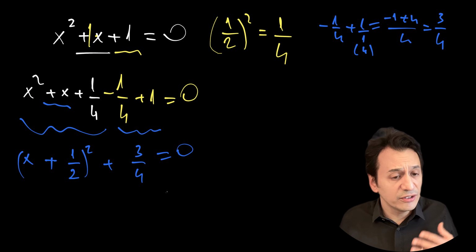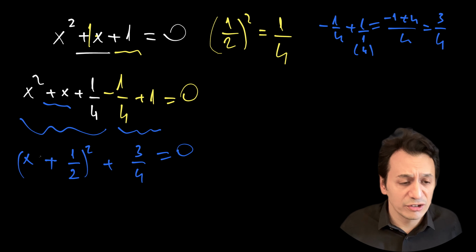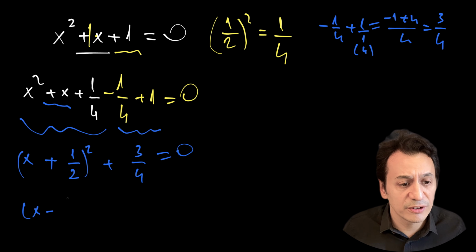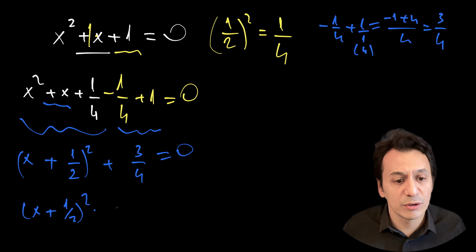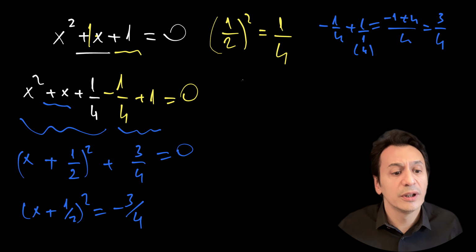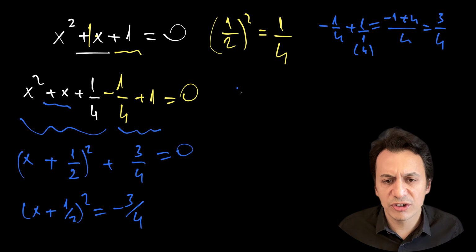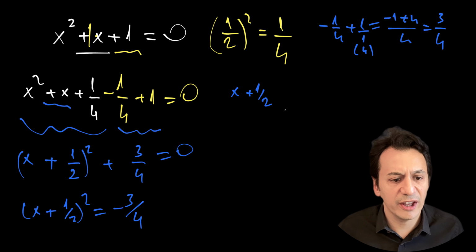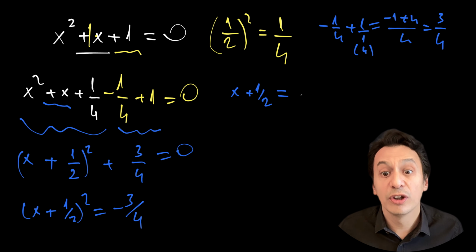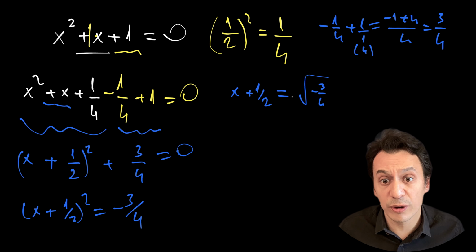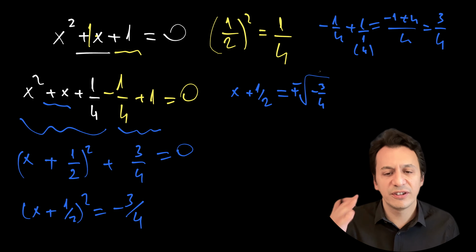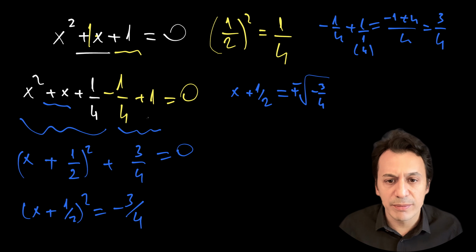Just like the others, I'm just solving the equation. Okay? x plus 1/2 squared equals minus 3 over 4. Now I take the square root of both sides. Nothing is different, just sets of numbers. That's x plus 1/2 equals plus or minus the square root of minus 3 over 4. Seems complicated, but stay with me.